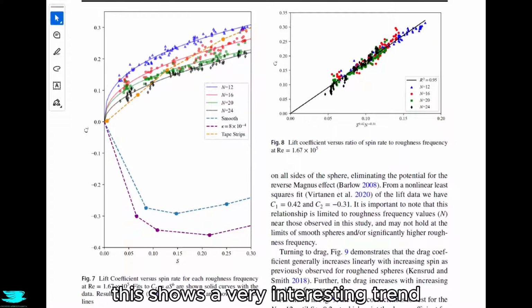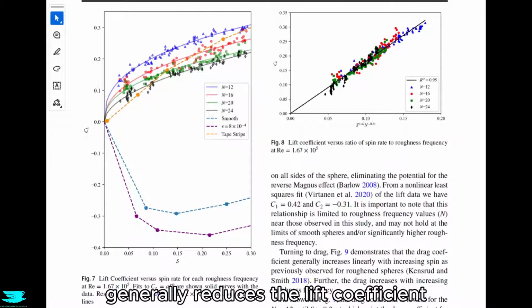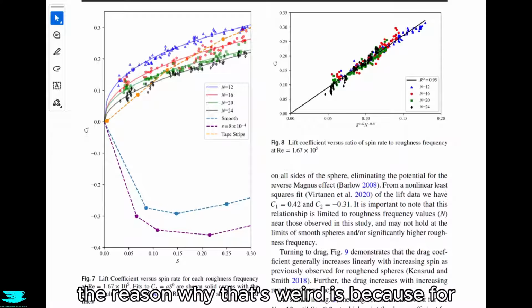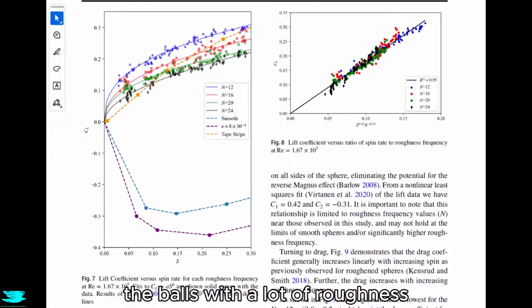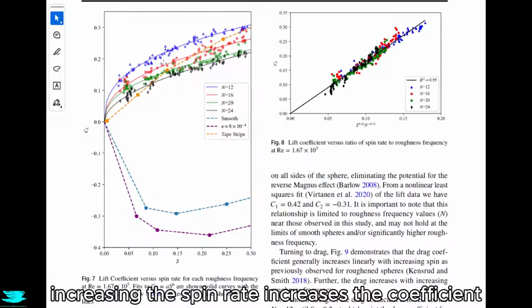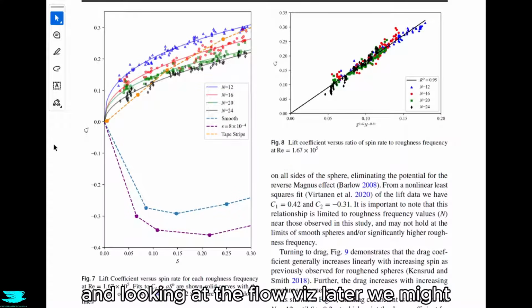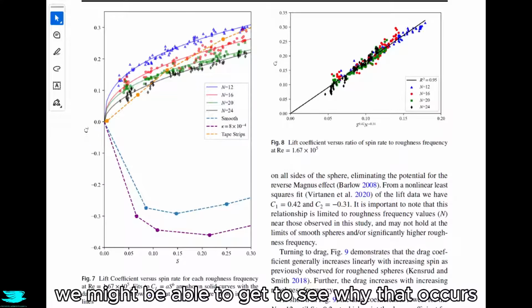This shows a very interesting trend because where the ball is smooth, so the dashed light blue line, increasing the spin rate generally reduces the lift coefficient, so downforce is created instead. The reason why that's weird is because for the balls with a lot of roughness, so the solid lines and the yellow dashed line, increasing the spin rate increases the lift coefficient, so the exact opposite trend. And looking at the flow viz later, we might be able to see why that occurs.